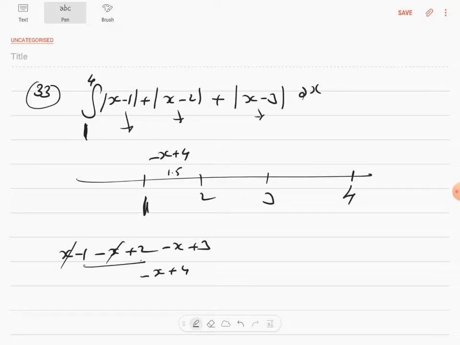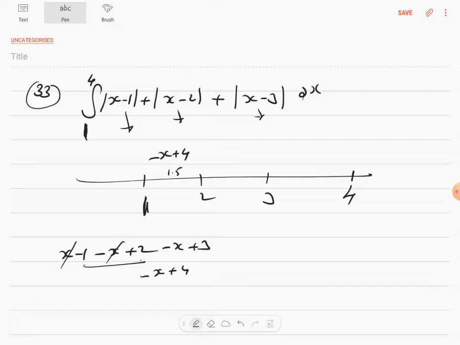What did I say? 1.5 is an example. Give it everywhere. First one is positive, second one and third one are negative. So x minus 1 positive, minus x plus 2, minus x plus 3. So cancel off and write the formula.